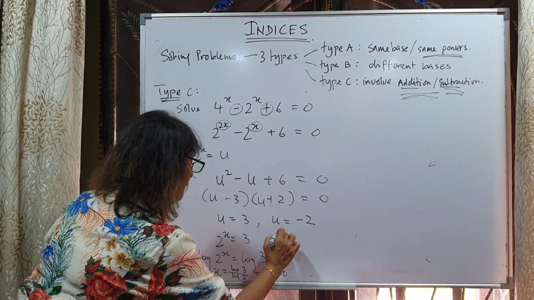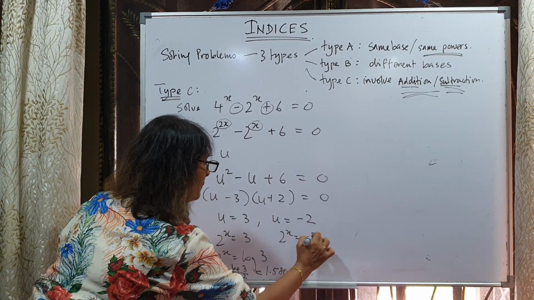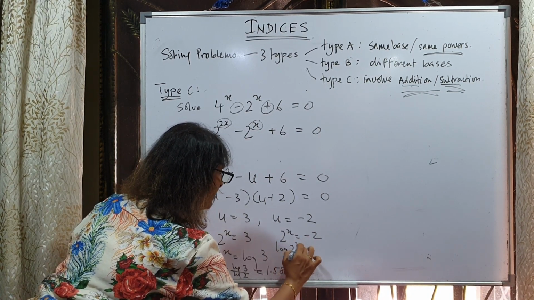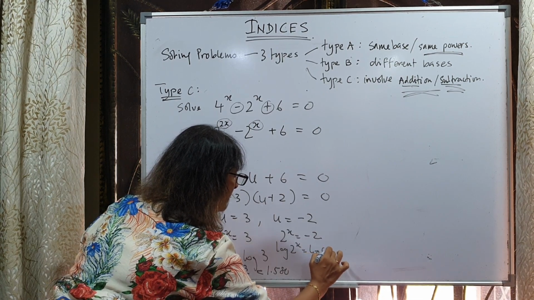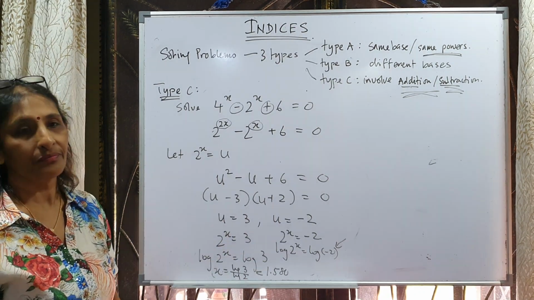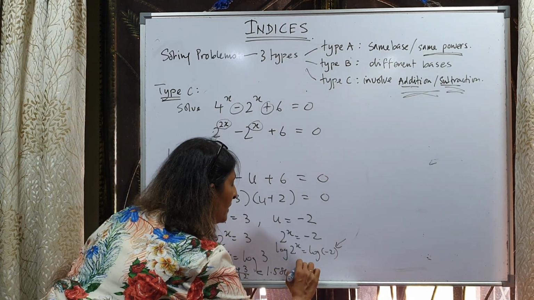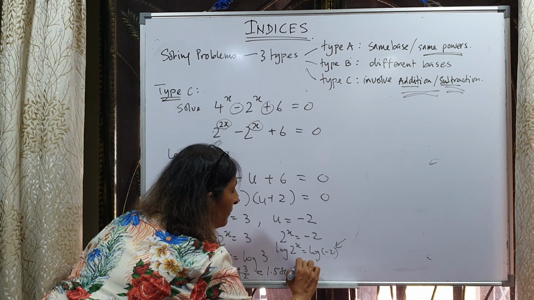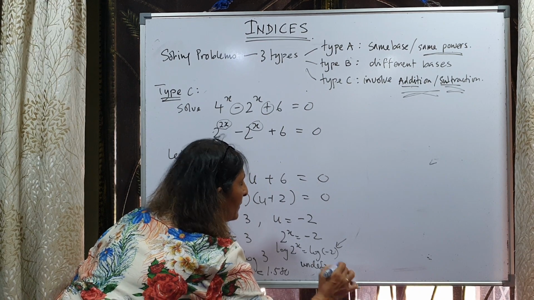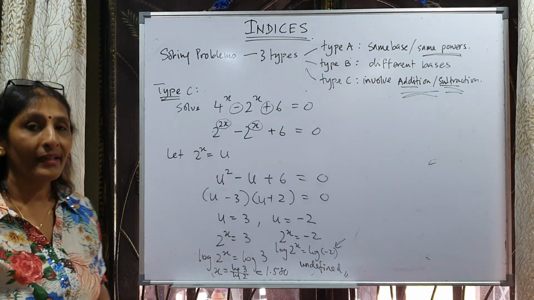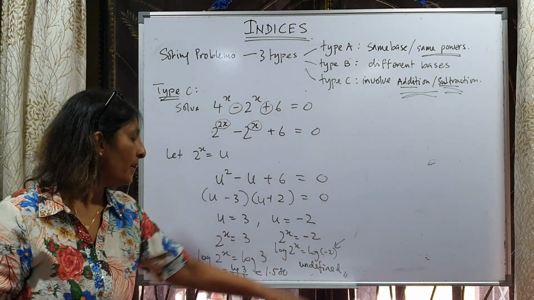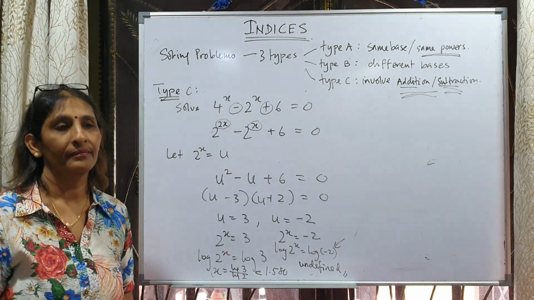Now this one, when you put 2 to the power x equals negative 2 and log both sides, there is no such thing as log of a negative. So this question will be undefined for this part, because you can't do this. Log of a negative, there's no such thing. It's a math error in the calculator. So that part is undefined and this part we got an answer.